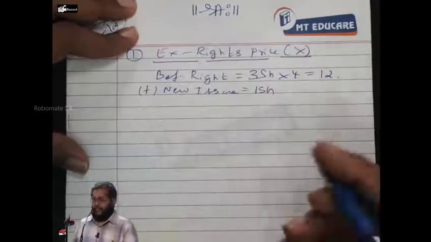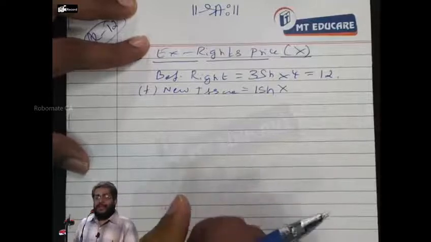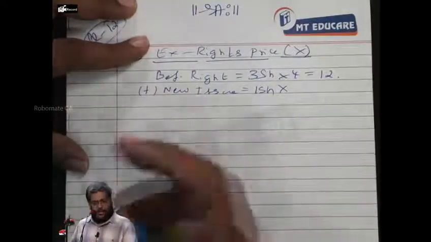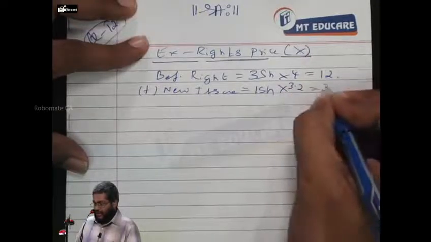Every 3 shares, 1 right. He comes in with some money. He is not coming free into the company, he is bringing what? Money. How much is he bringing? 3.2. That is the additional wealth.